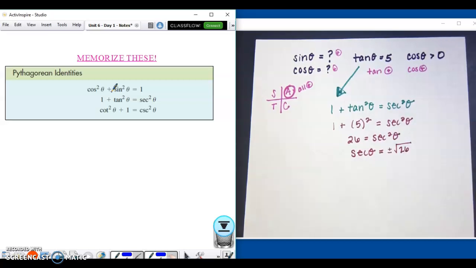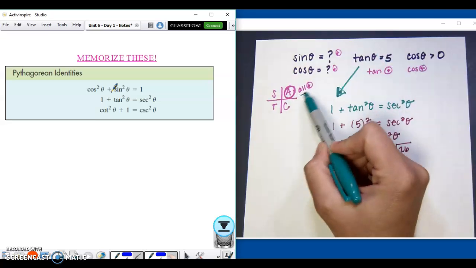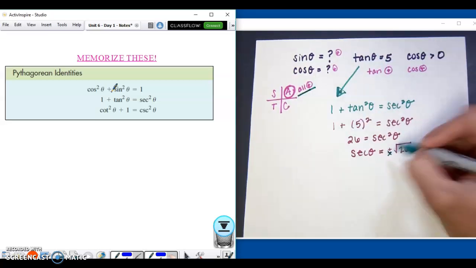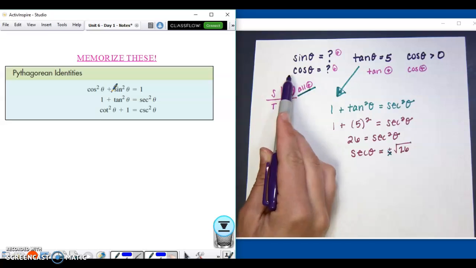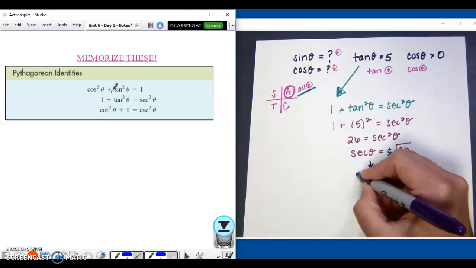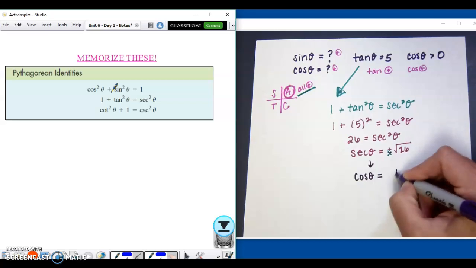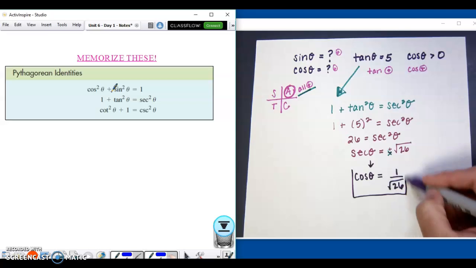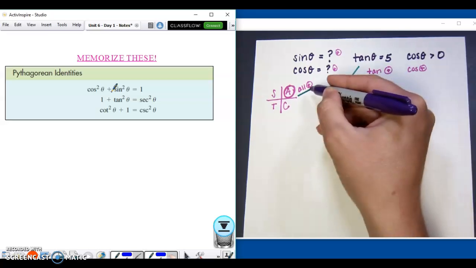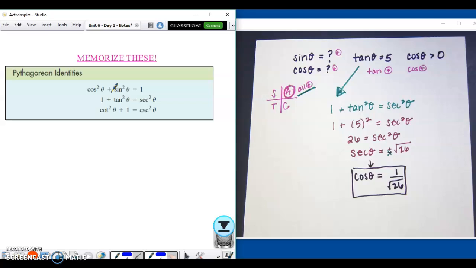Okay? Now, because we decided that all the trig functions are going to be positive, we can cross out the negative. But this is the point where you have to decide if it's going to be positive or negative. So secant is going to be positive square root of 26. Okay, it didn't ask us for secant, but it asks us for cosine. We know cosine is the reciprocal of secant. So that means cosine has to be 1 over the square root of 26. And we know it has to be positive, and we figured out they're all going to be positive.